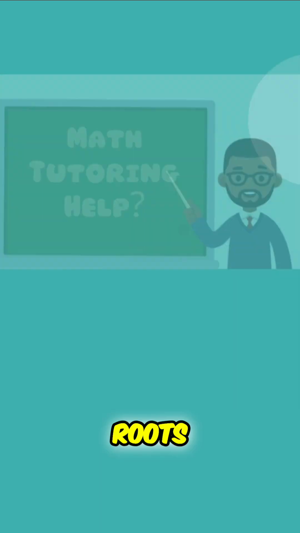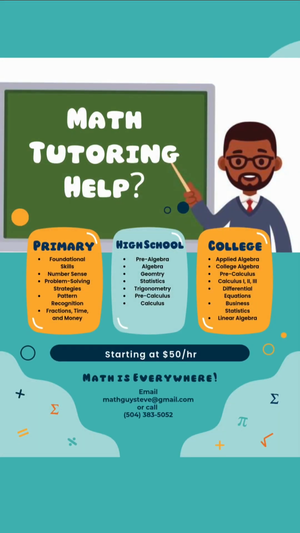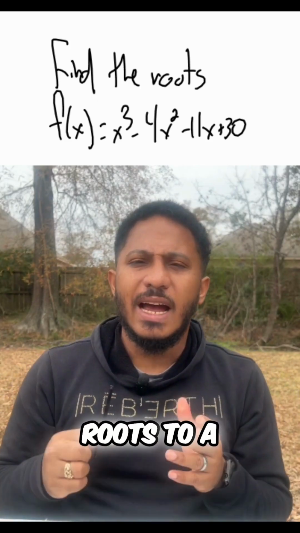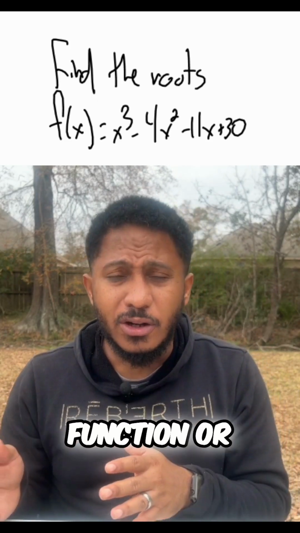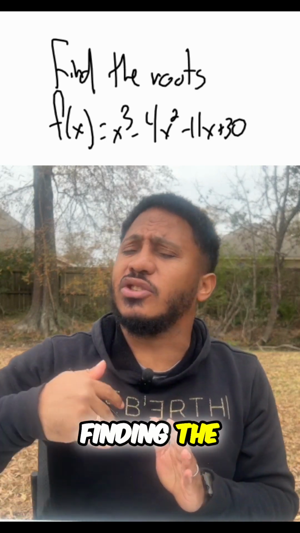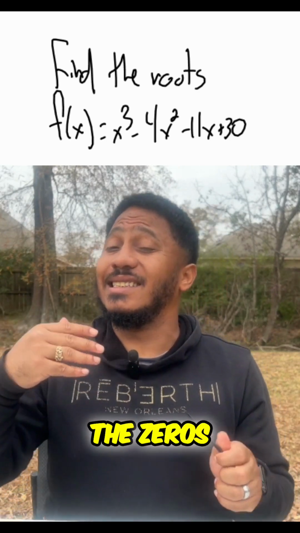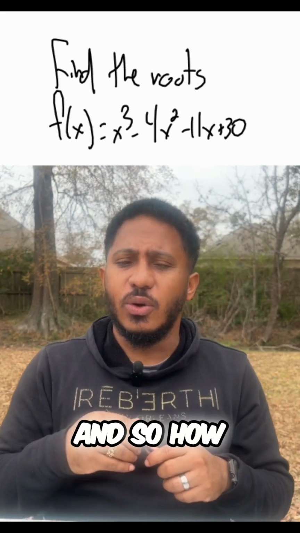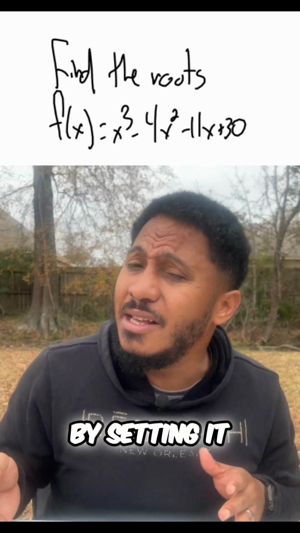Let's try finding the roots. So when finding the roots to a polynomial function or polynomial expression, it's the same as finding the solutions to an equation or finding the zero to that function. And so how we find the zeros is by setting it equal to 0.